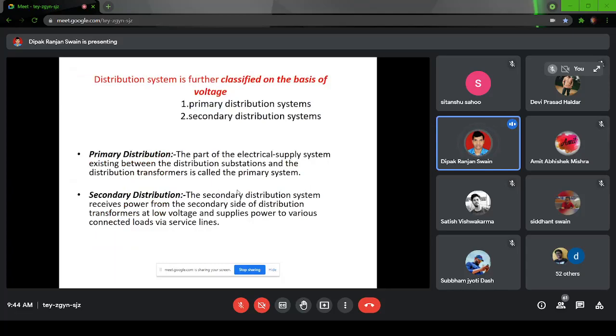Now already I have told you what is primary and secondary distribution in that previous diagram. The part of the electrical supply system between the distribution substation and the distribution transformer is called the primary distribution system, whereas the secondary distribution is from the distribution transformer to the consumer.